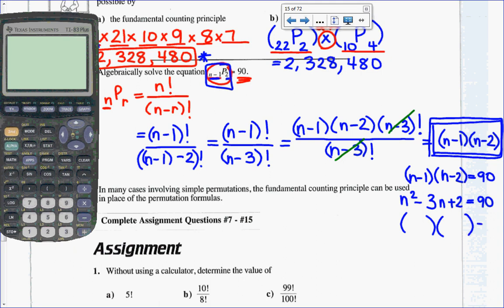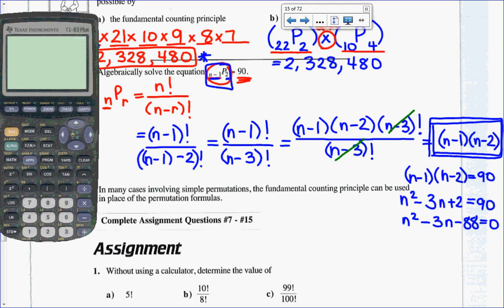Then I'm factoring this, looking for 2. Sorry, nope, I'm getting ahead of myself. I can't factor that yet. I have to bring that 90 over, don't I? Sorry, I was getting too excited to start factoring. Okay, so I'm going to subtract 90 from both sides. So I've got n squared minus 3n, and 2 minus 90 is negative 88, equals 0.